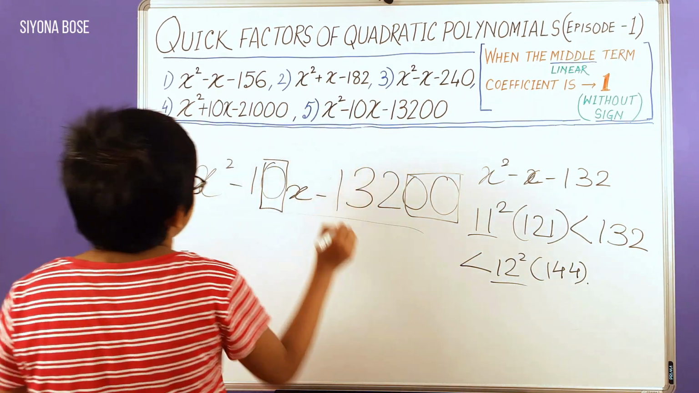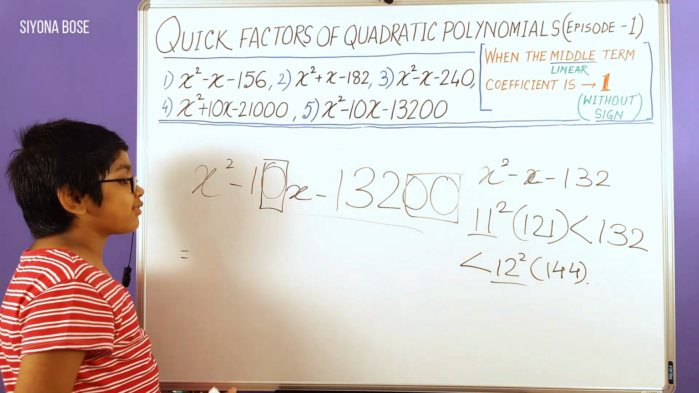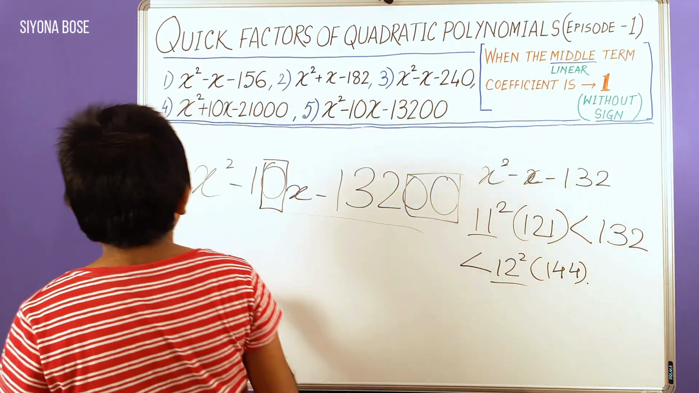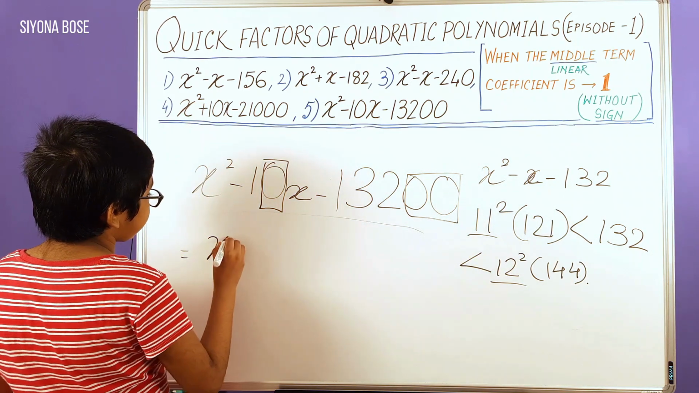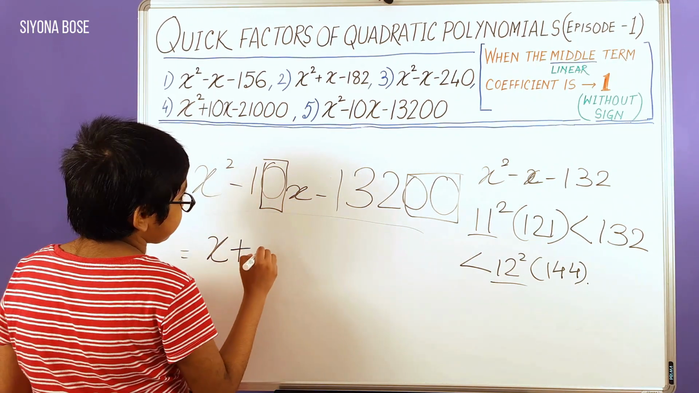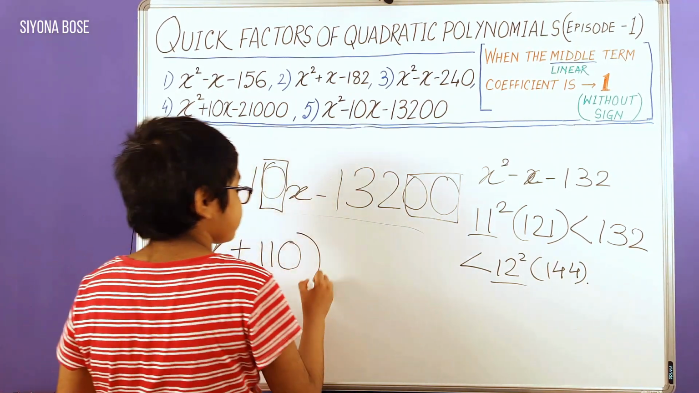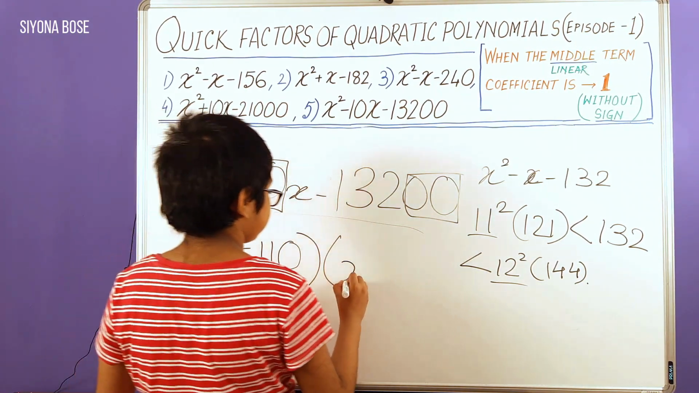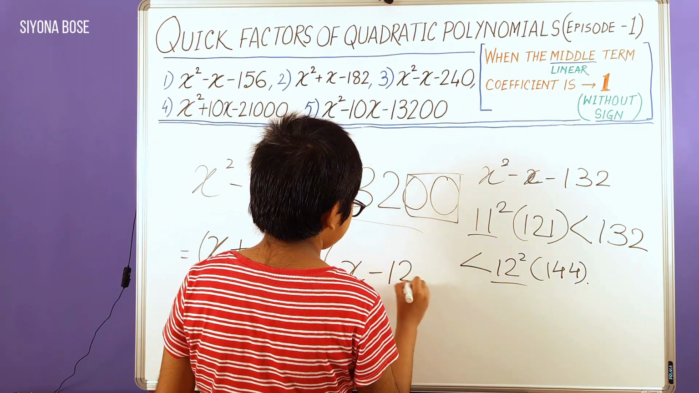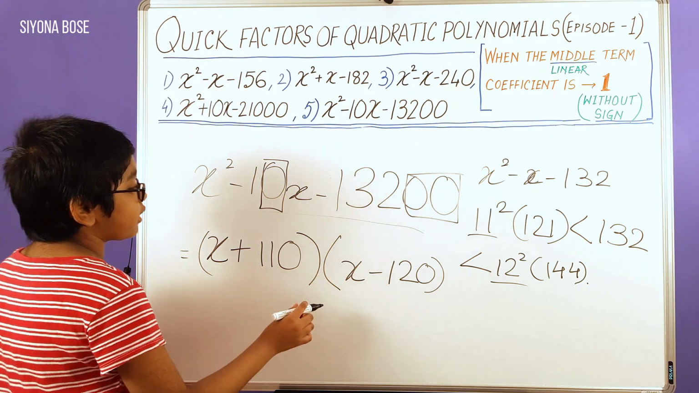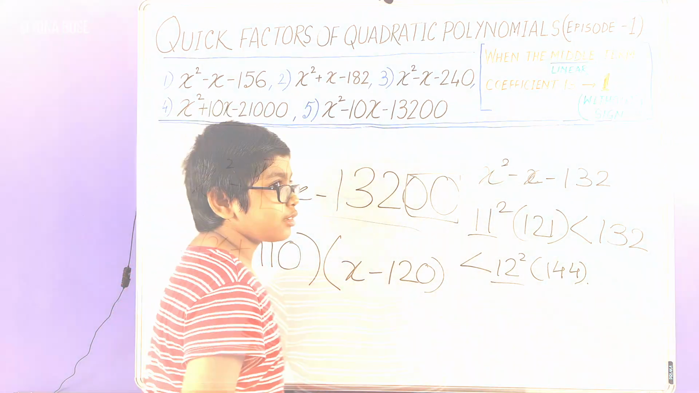And we have a negative sign in front of x, which tells us we need to write the positive sign in front of the smaller term and the negative sign for the bigger term. So accordingly, we factorize the polynomial. The factorization is x plus 110 the whole into x minus 120 the whole.